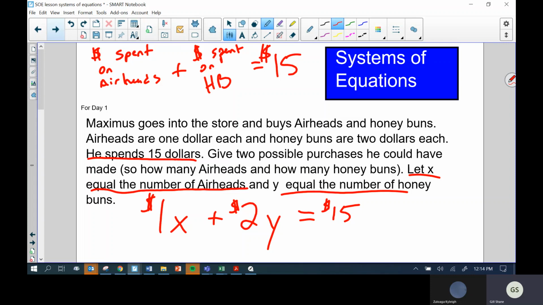Now next I came in and I said I created a second rule. So that's a rule. The money spent on airheads plus the money spent on honey buns has to equal $15. I also gave you a second rule. Second rule was this. Actually, I don't know what it was in this class. I'm going to use this one. He bought 11 total items. That was the second rule.